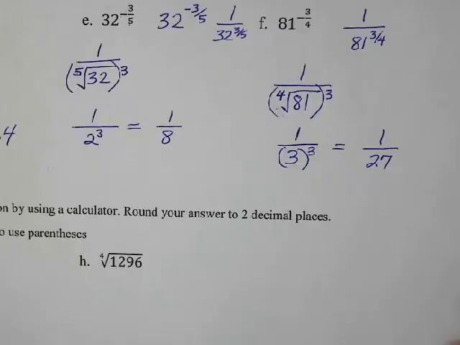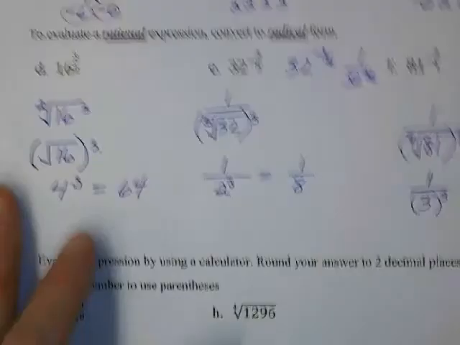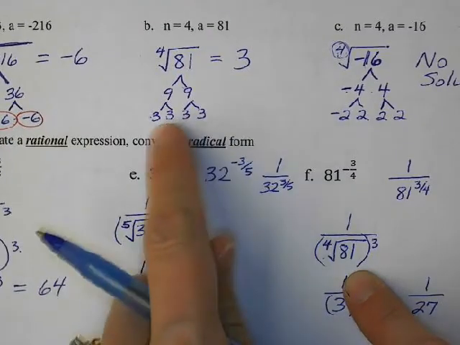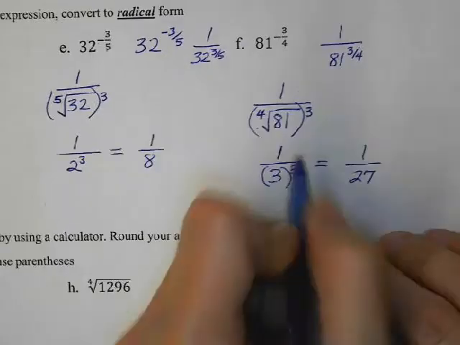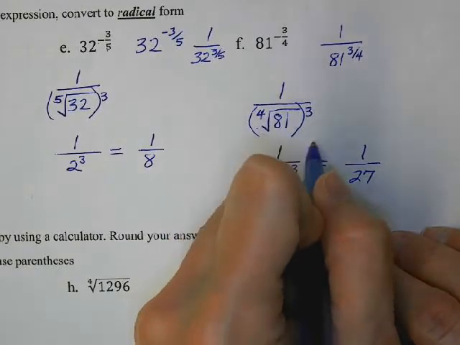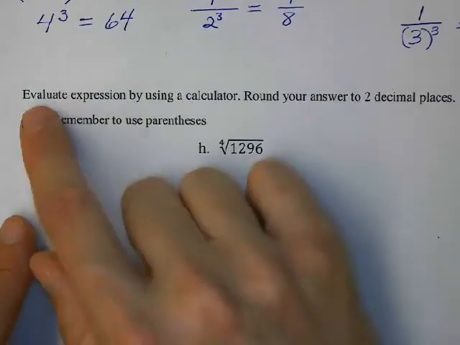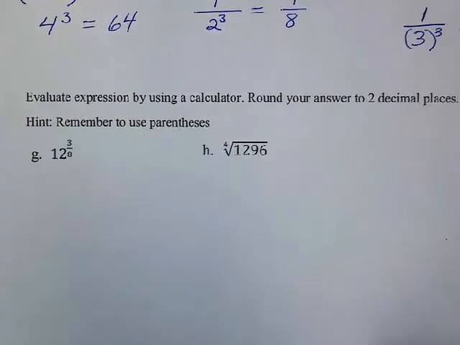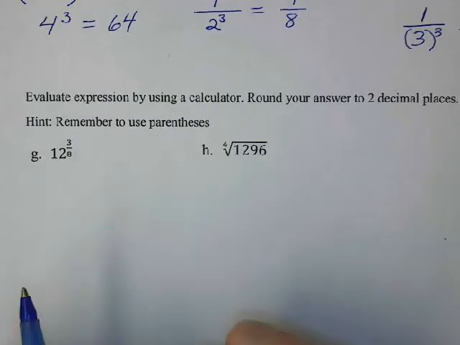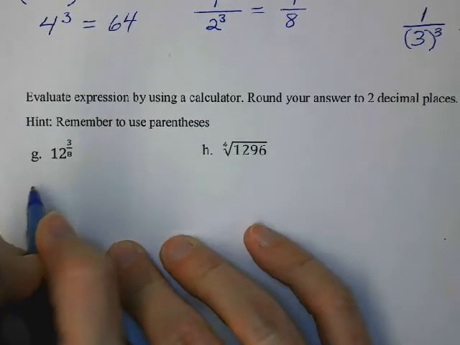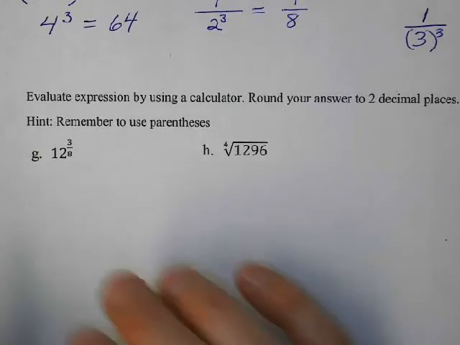Now some of them will just say right out to go and use a calculator. These you really should be able to break down by hand like this. You should be able to break them down like 81, 9 times 9, 3 times 3 times 3 times 3. So I know the 4th root of 81 is 3. But some of them will tell you to evaluate this expression by using a calculator right away because these don't come out nice, and we want you to know how to use the calculator and punch things in correctly.